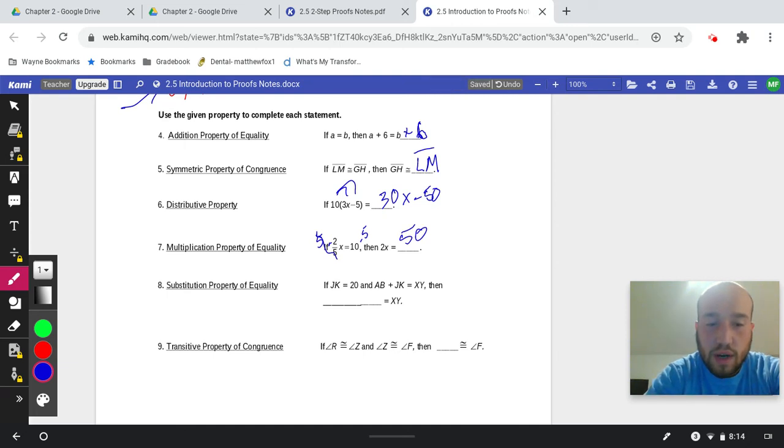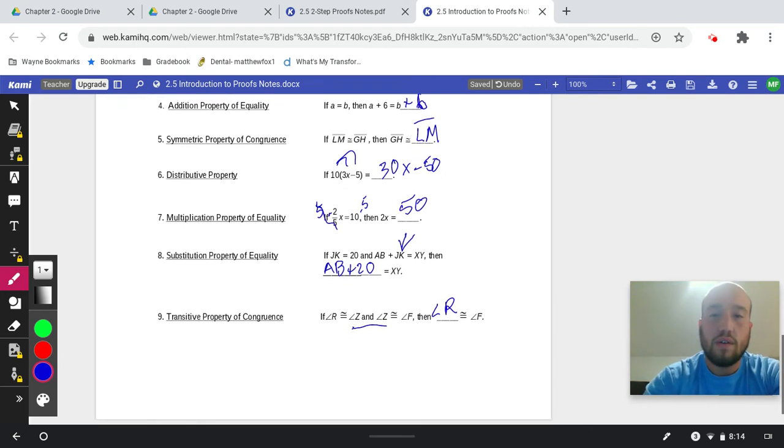So substitution property, if JK equals 20, and AB plus JK equals XY, then we know that AB plus 20 equals XY. We replace it. It takes the place of that JK. And finally, the transitive property. Remember, we said we cut out the middleman. So if R is congruent to Z and Z is congruent to F, Z was used twice there, we can say that angle R is congruent to angle F.